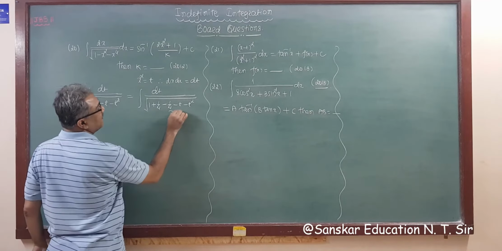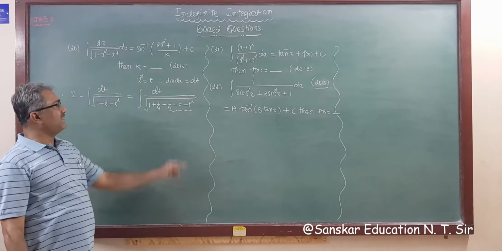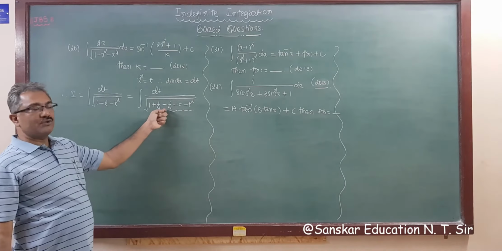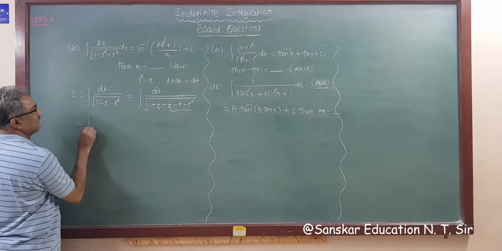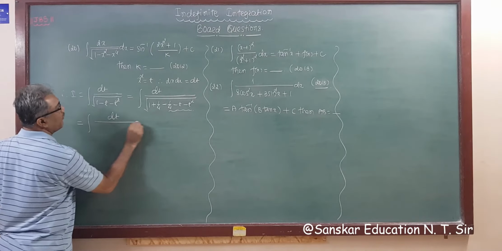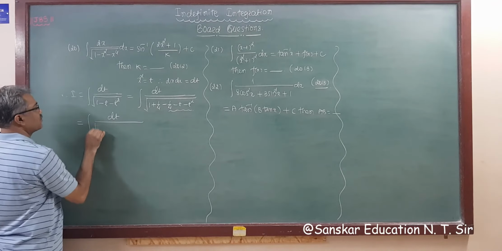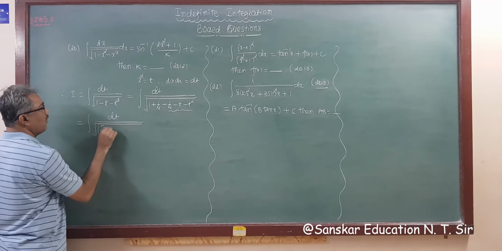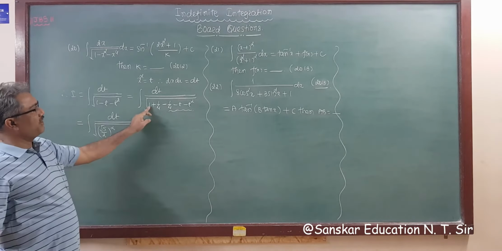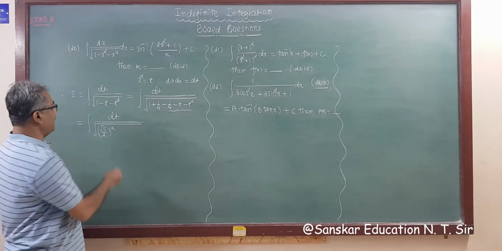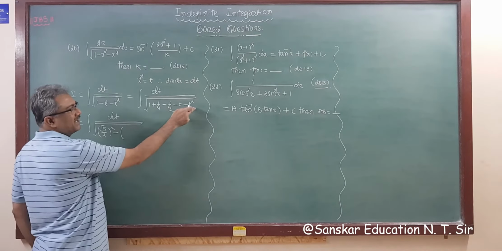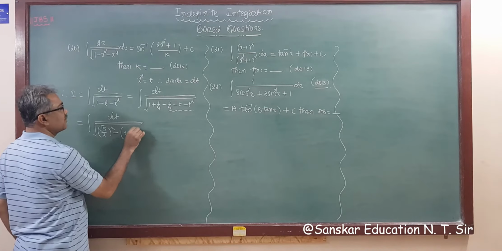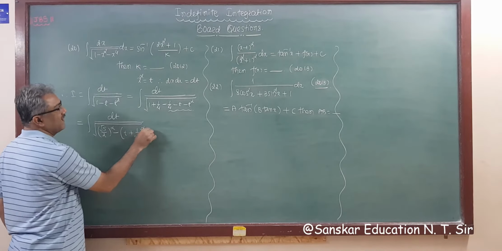So taking minus common, this is t plus 1 upon 2 whole square. So we will get integration dt upon, this is 4 plus 1, 5, so under root 5 by 2 whole square. This is 5 by 2, so this is root 5 by 2 whole square. Taking minus common, this becomes t plus 1 upon 2, so t plus 1 upon 2 whole square.